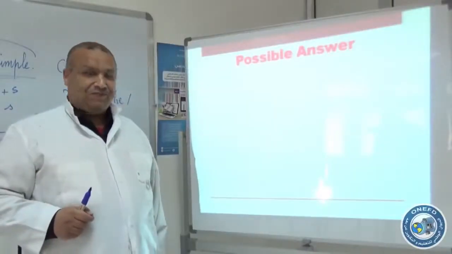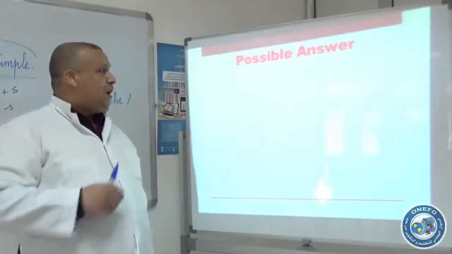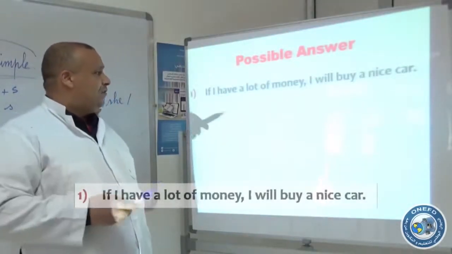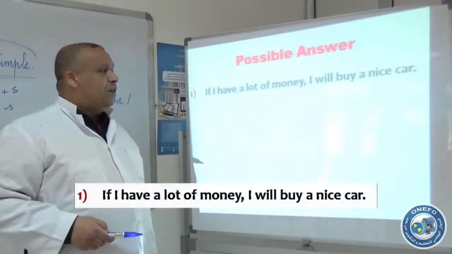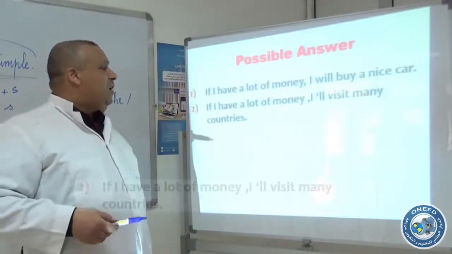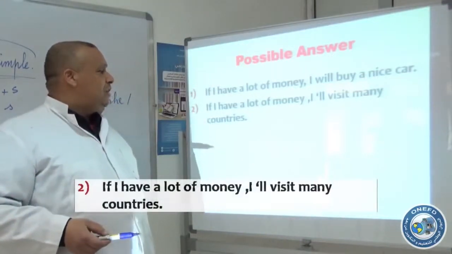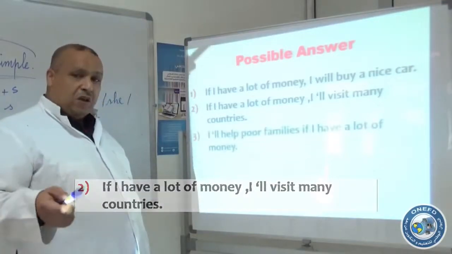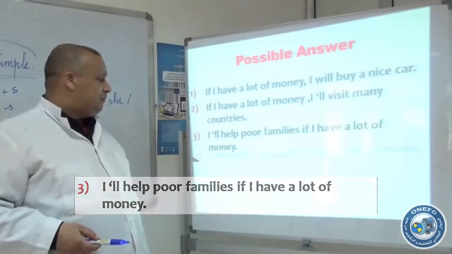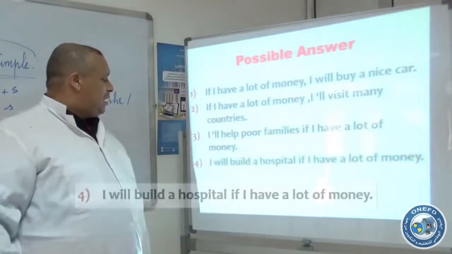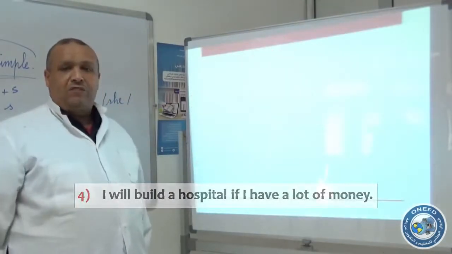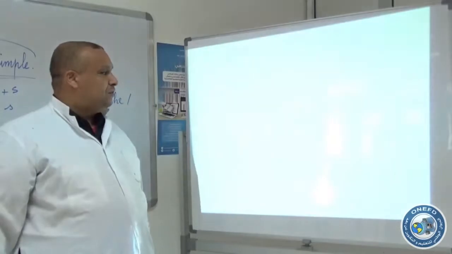We're back again. Here we have some possible answers. For example, if I have a lot of money, I will buy a nice car. Another possibility, if I have a lot of money, I'll visit many countries. You may also say, I'll help poor families if I have a lot of money. And you can say, I will build a hospital if I have a lot of money. You can give more possibilities or more answers.